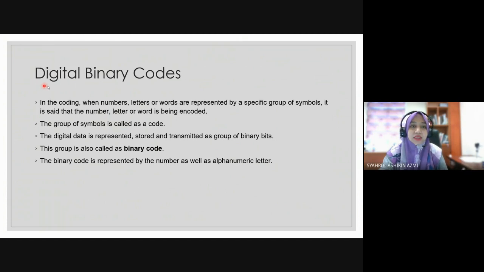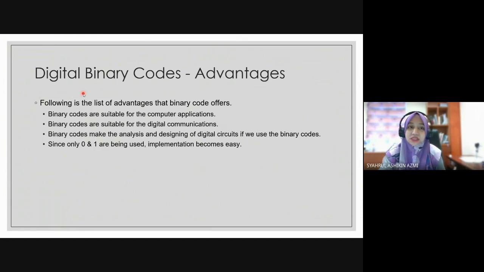Okay, so what does it mean by digital binary codes? These digital binary codes are normally used for coding in computers, where numbers, letters, and words are represented by a specific group of symbols. These symbols are being encoded, and this is what we call digital binary codes. The digital data is represented, stored, and transmitted as a group of binary bits, and this group is called binary codes. The binary code is represented by a number and also a combination of alphanumerical letters.